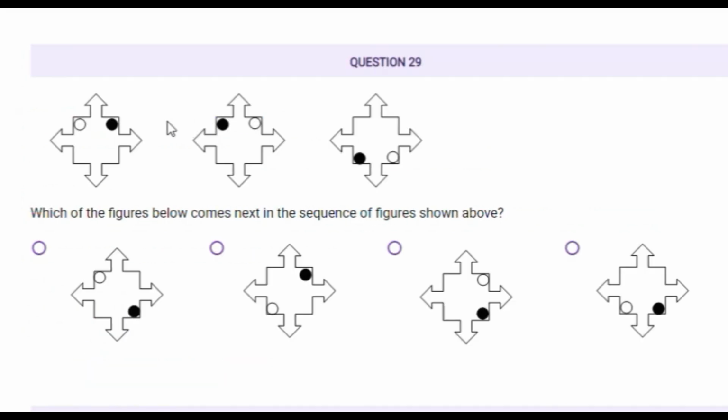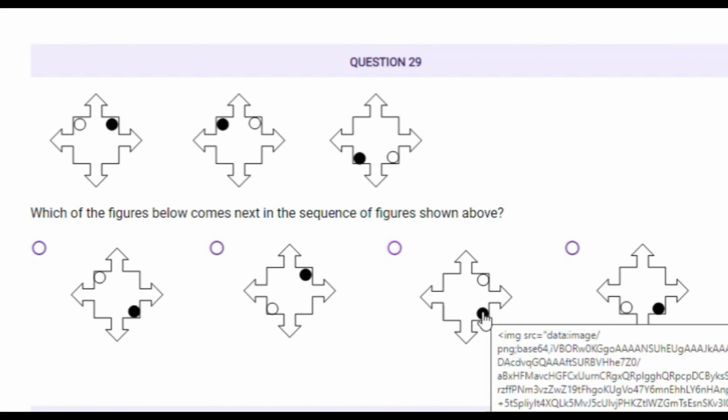Question 29. Which of the figures below comes next in the sequence of figures shown above? Options. Option A, figure with the black dot in the bottom arm. Option B, figure with the black dot in the right arm. Option C, figure with the black dot in the top arm. Option D, figure with the black dot in the left arm. Correct answer, option C, figure with the black dot in the top arm.